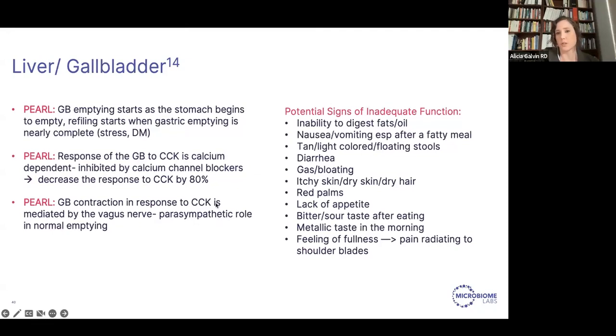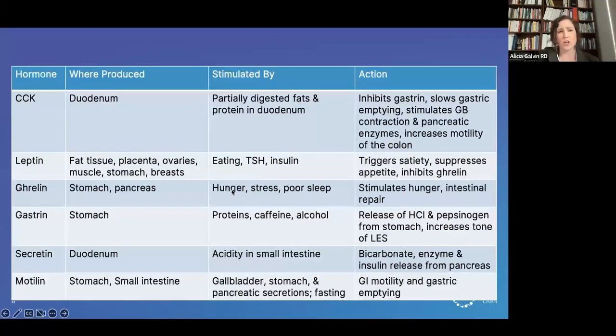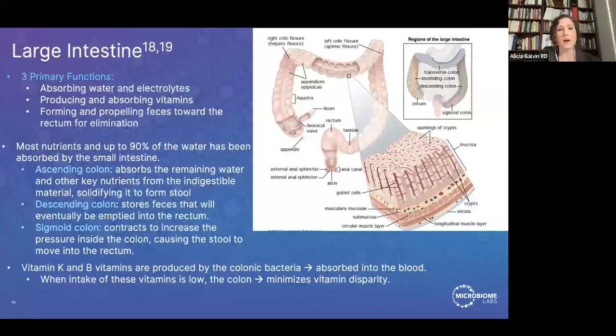And then these are just some potential signs that you guys can refer back to. Now, this is just a chart that you don't have to memorize at all, but I want you to have it as a reference, because it just has a list of a few, not all, of the hormones in our digestive tract, where they're produced, what they're stimulated by, and also their action. That way you can have it as a nice little summary, so you can see what stimulates what and what they do. Now, last little section, and then we're done here.